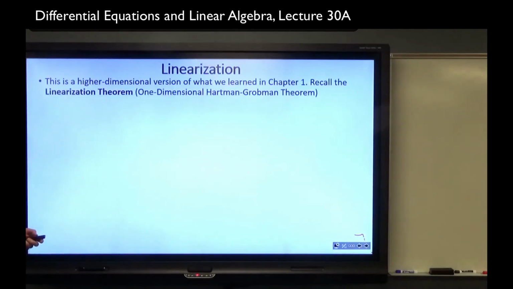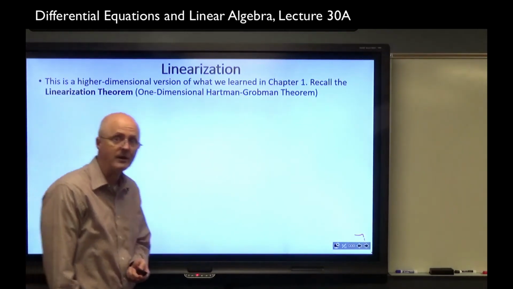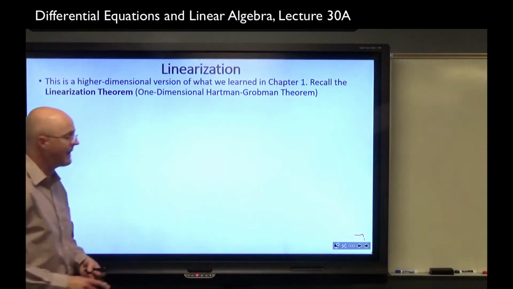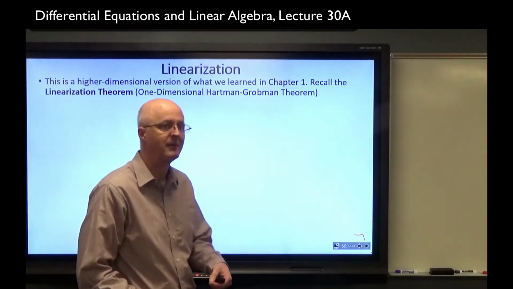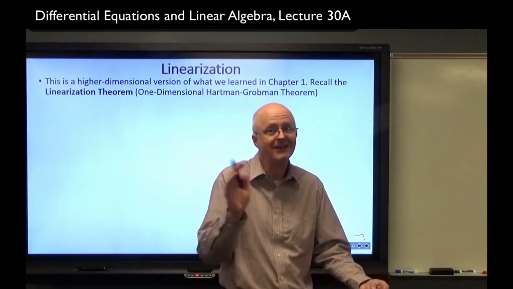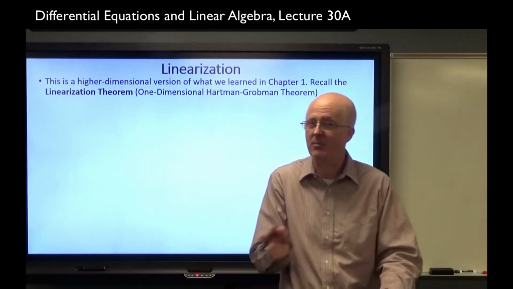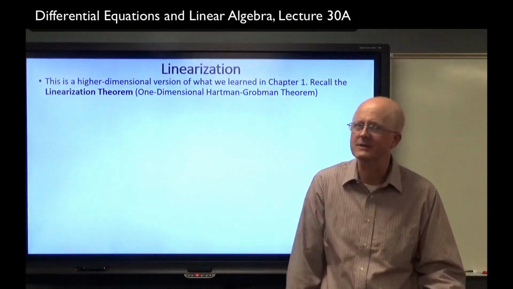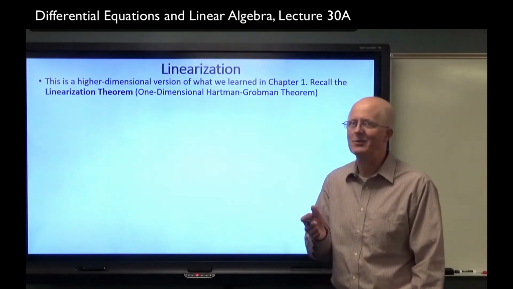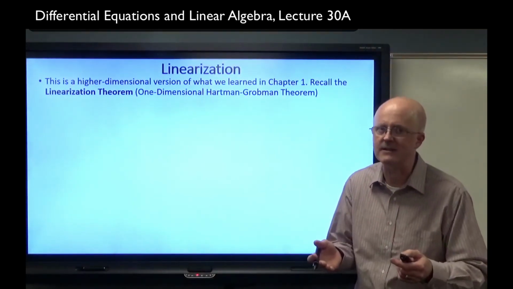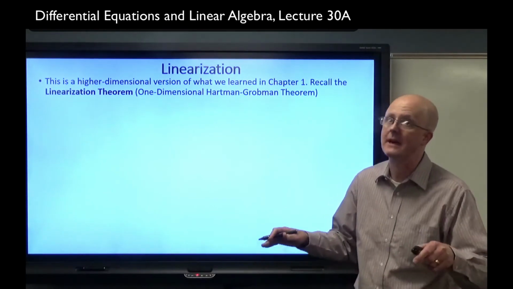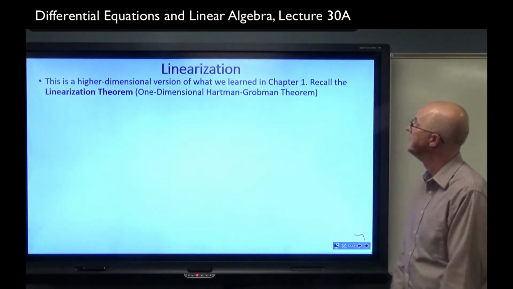All right, let's talk in terms of relating this back to chapter 1 next. Remember back in chapter 1 we talked about the one-dimensional version of linearization. I also called it the one-dimensional Hartman-Grobman theorem. There's a higher dimensional Hartman-Grobman theorem. I'm not going to state that in this lecture. I probably will in one or two lectures. It's not an easy thing to understand, but we want to state it anyway and try to get the basic idea. We're certainly not going to prove it; that's way beyond the scope of this course.